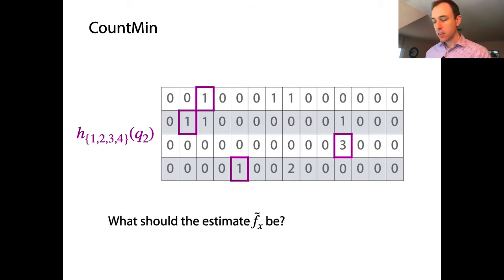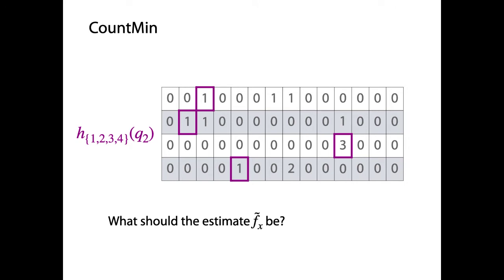And let's say that the hash functions map q sub 2 to these elements in the 4 rows of the CountMin sketch. Now what should our estimate tilde f sub x be? Okay, well this time there's no zeros, right? So I can't argue that that item definitely didn't occur in the input data set. Instead, I've got 1 here, 3 here, and 1 here. So what should I report?